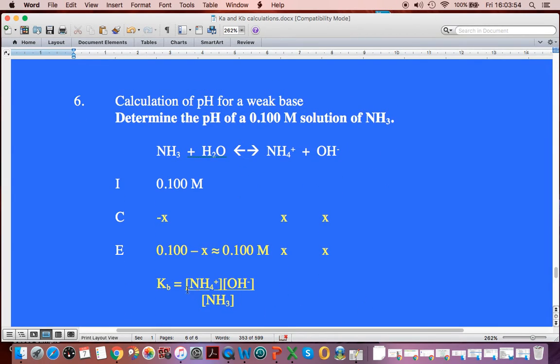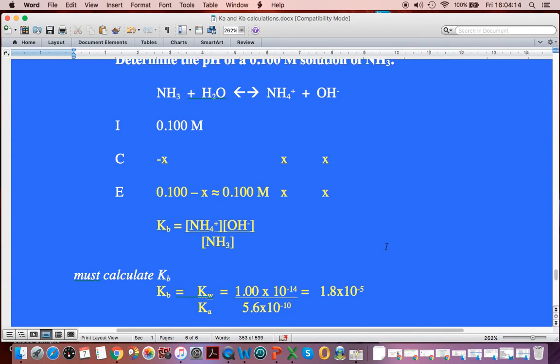Now we have the Kb expression. Well, we know this is x, we know this is x, so it's x squared divided by 0.100, and that will equal our Kb value, so we can rearrange and solve for x. But when we solve for x, we're going to get OH minus. We won't get our H3O plus directly. So we start off by getting the Kb for ammonia. And so this 5.6 times 10 to the minus 10 came from the Ka for ammonium, NH4 plus. And we get 1.8 times 10 to the minus 5. So that Kb value goes there. Have an x here, and a 0.100.